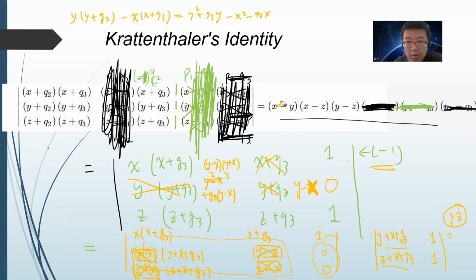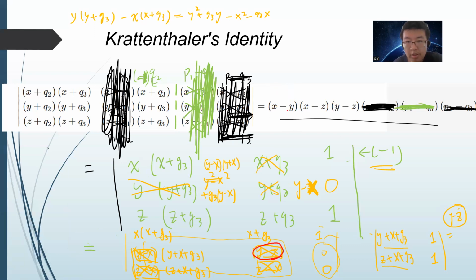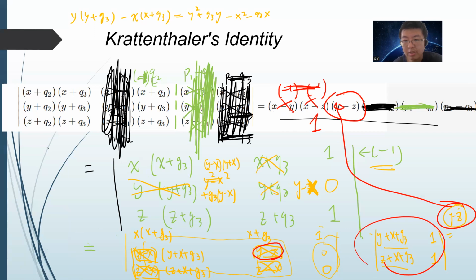When we do this, the thing we kill is y minus x, so there will be -1 here, and I kill z minus x, so it will be another -1, but this is still +1, right? So the remaining of this is just y minus z, which is this.